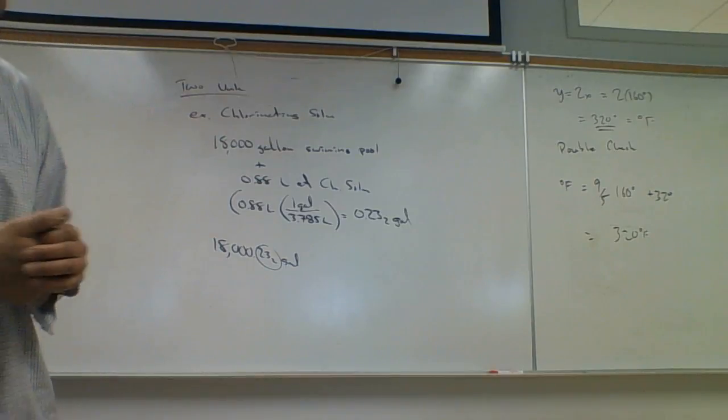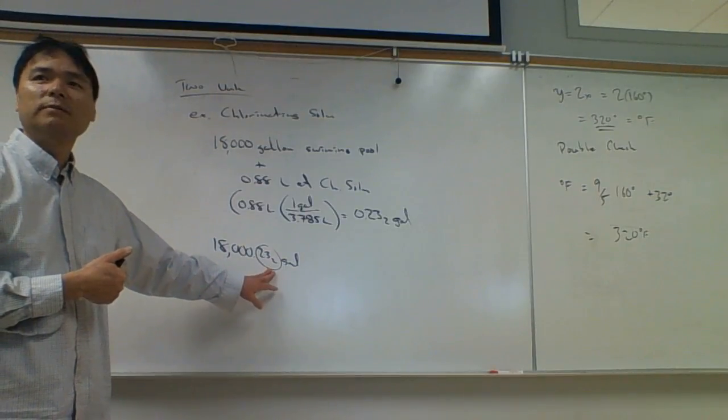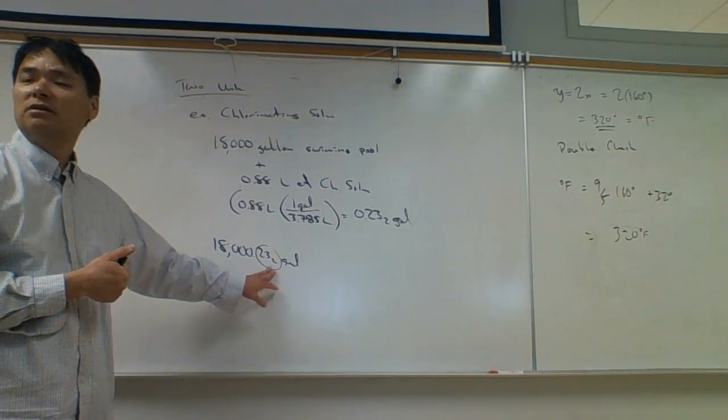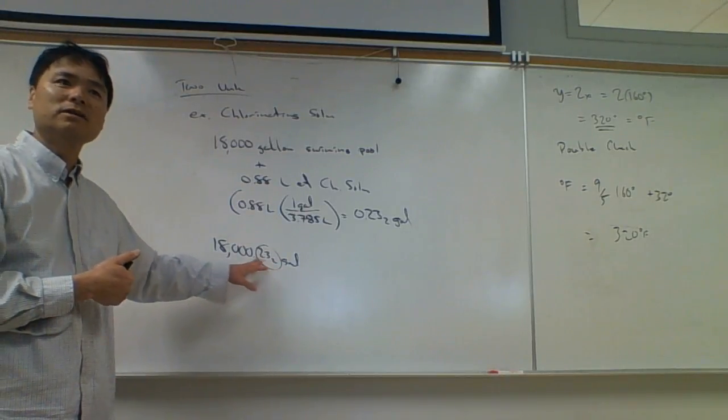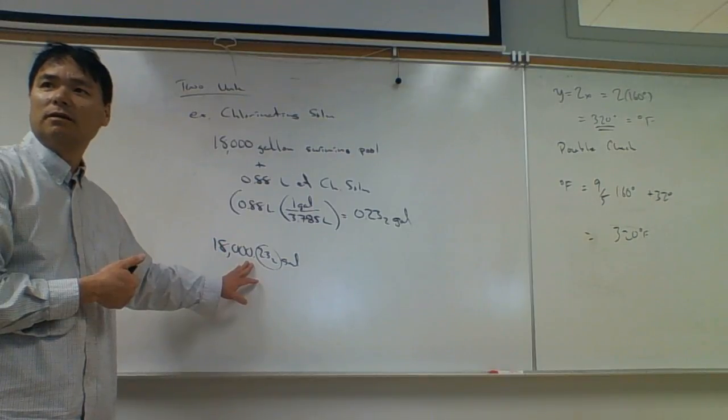But if that person's very noisy, then you're in trouble because you left that person out. This 0.232 doesn't have any chlorine. All that chlorine went into the 18,000 gallons. Does that make sense?